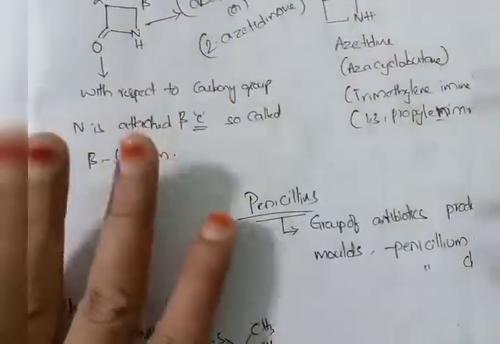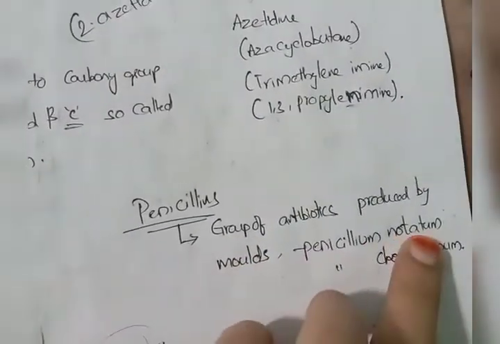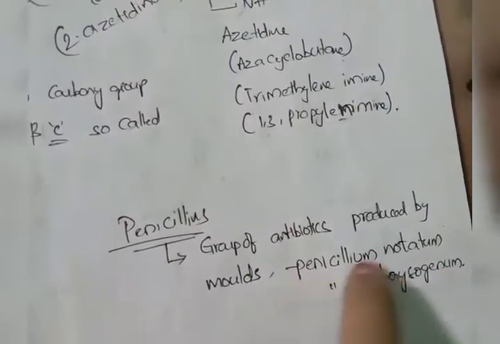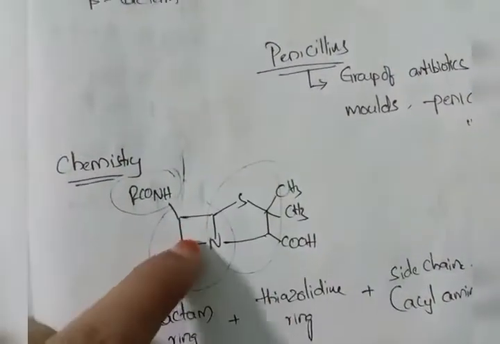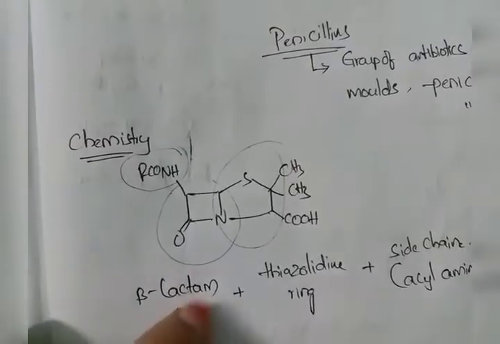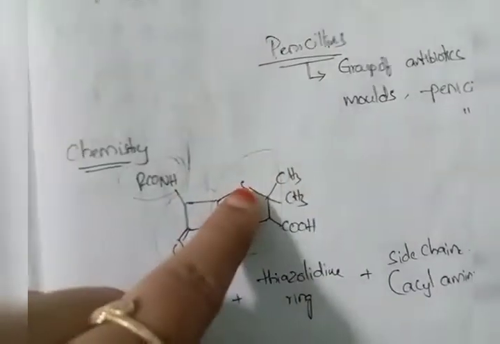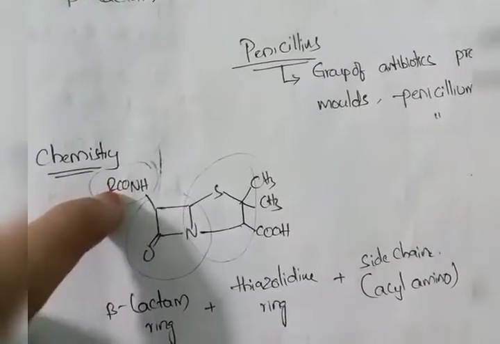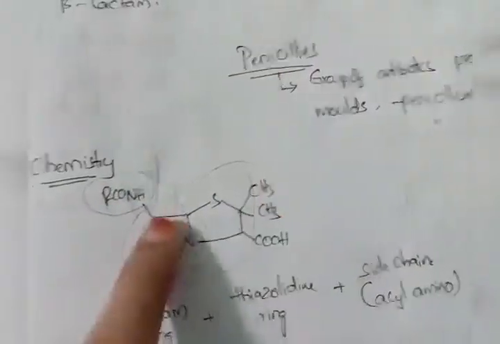Next, now we are going to see what is penicillin. It is a group of antibiotics produced by a mold, that is Penicillium notatum or Penicillium chrysogenum. See, try to remember Penicillium notatum, Penicillium chrysogenum. Coming to the chemistry of that, this is the structure of a penicillin. So the beta-lactam ring is there, and the thiazolidine ring is there, and it has a side chain which is an acyl amino chain, that is CONH, the acyl amino chain, without these substituents.